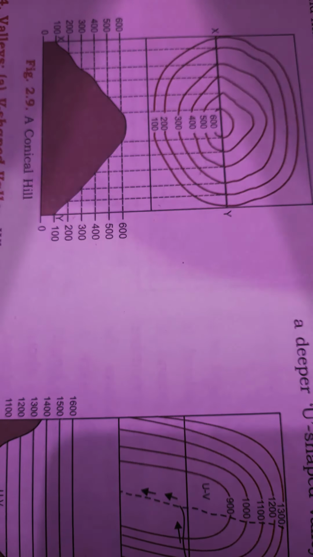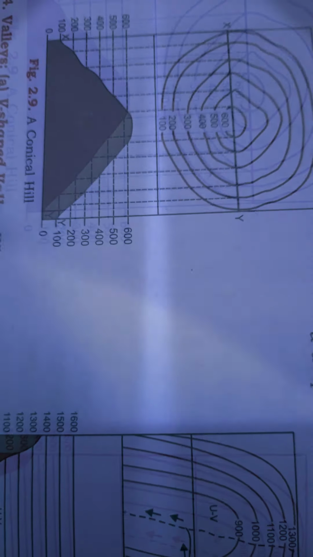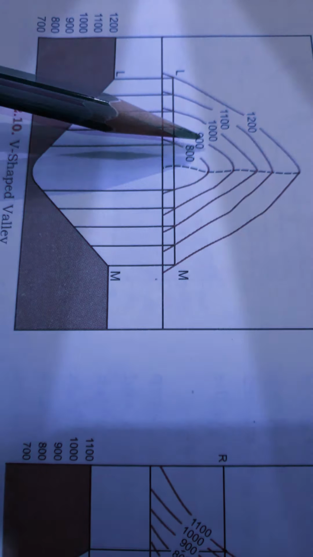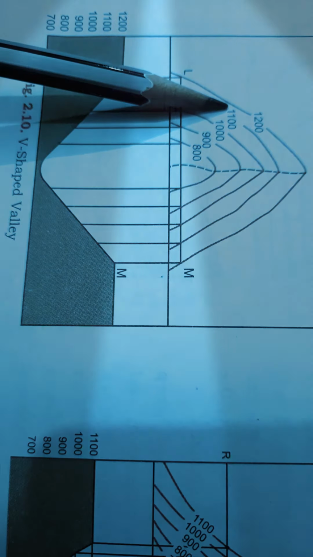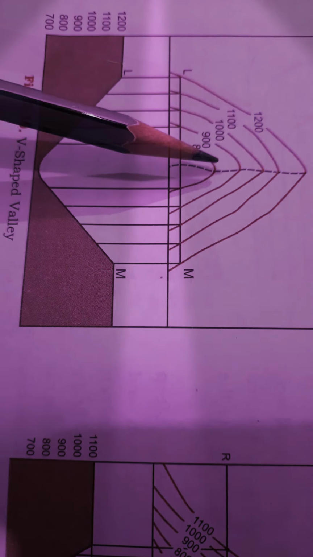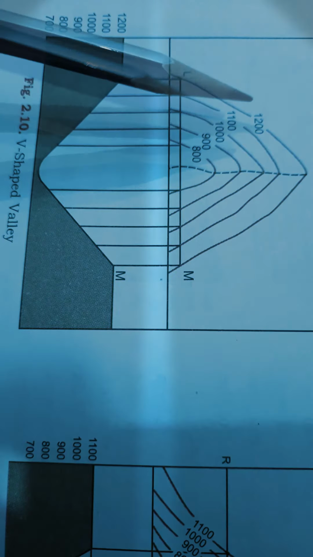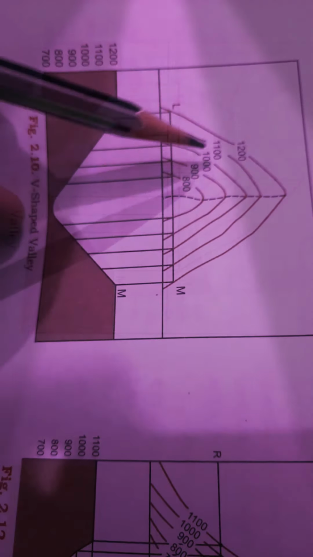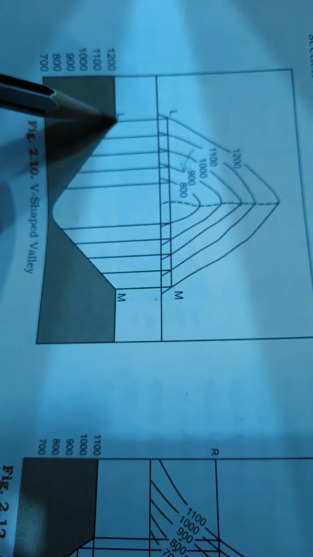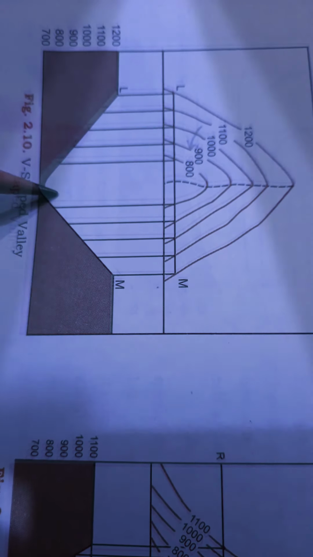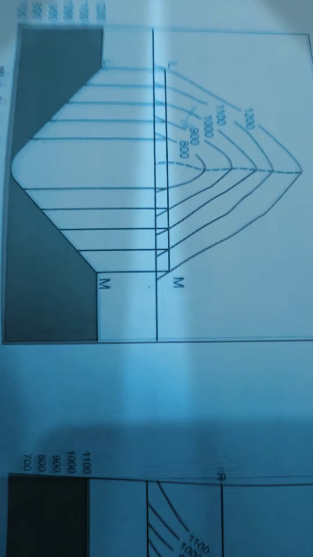And if you look at the next diagram, how can we recognize a V-shaped valley? As you can see, these are the 800, 900, 1000, 1100 and 1200 contours, and they form a curve here. This curve means a valley, and you can see the height is continually decreasing inwards. Upside the height is increasing and downside the height is decreasing. So it forms a V-like pattern. So it is called a V-shaped contour.